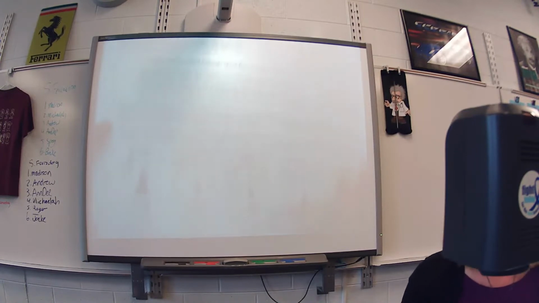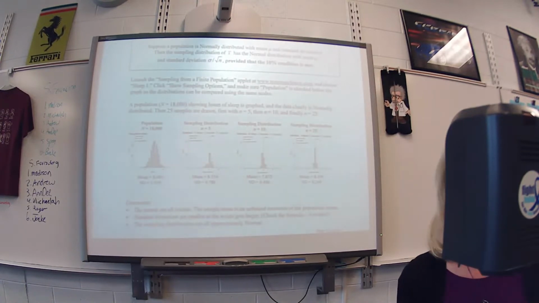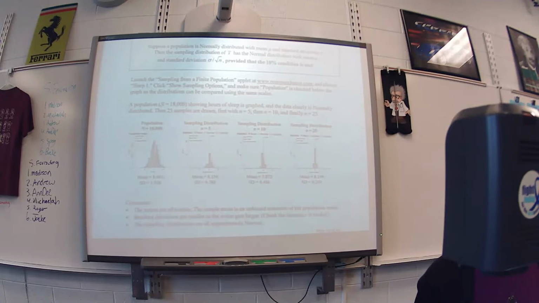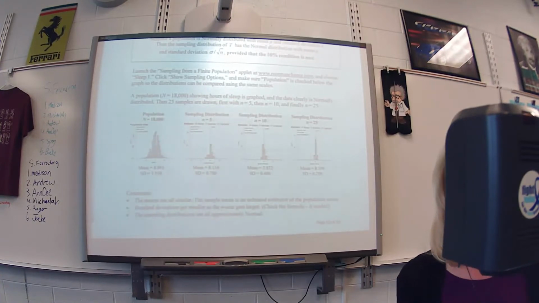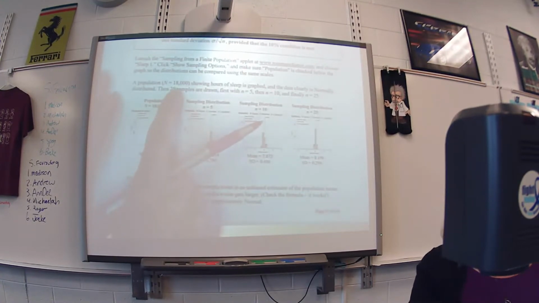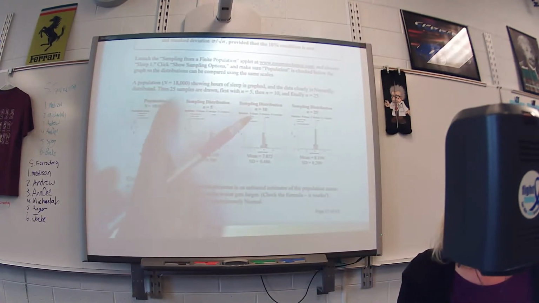Now, I'm not going to take the time to go through the applet, but that's what these diagrams are. This was me. I was back at that same applet, but I chose a different one. I have no idea if it's hours of sleep. So in this case, there were 18,000 individuals in the population. That was a pretty big capital N. They only do 25 samples for this, or I did.